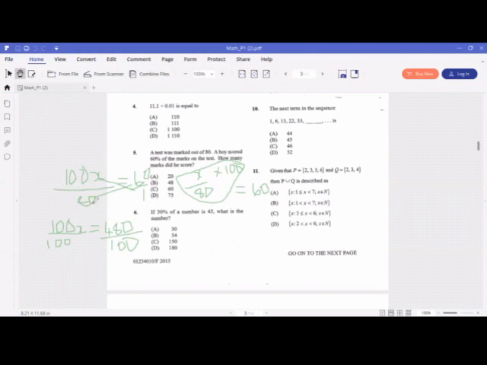Now 60 times 80 should give me 4,800 rather. So I should cancel. I get a value of x is equal to 48. So I can just cancel the zeros and I'm left with 48. So therefore my answer would be B.